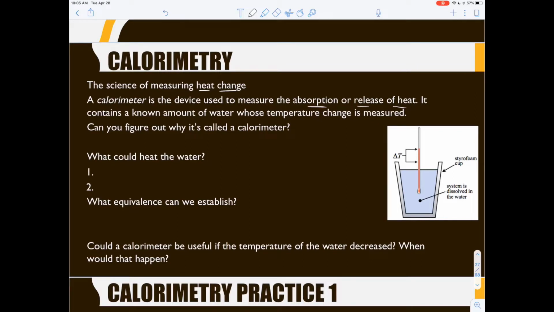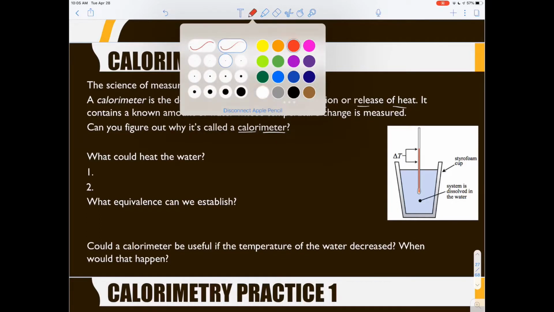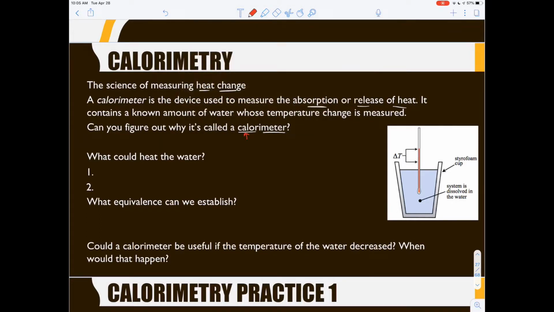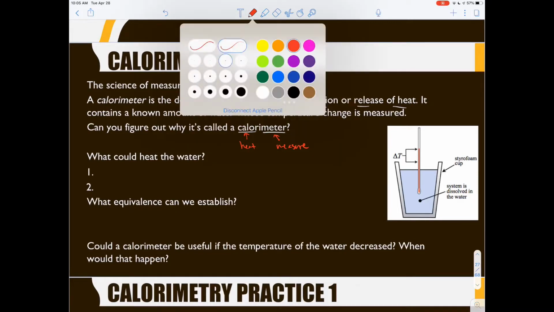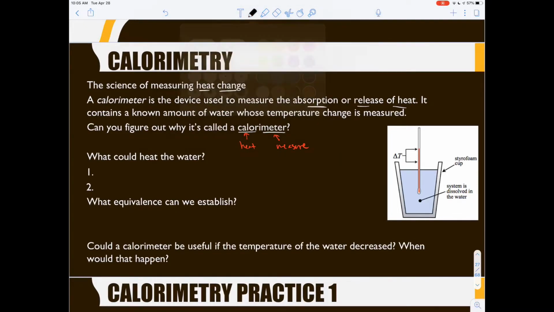Okay, why would something like that be called a calorimeter? Michelle, yeah, calor means heat, right? And meter is like to measure. So you're measuring heat. It's like a thermometer, but it's different. It uses a thermometer.